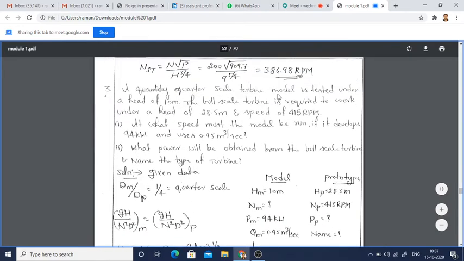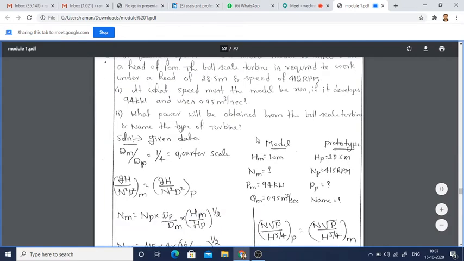A quarter scale turbine model is tested under a head of 10 meter. The full scale turbine is required to work under a head of 28.5 meter and speed of 415 rpm. At what speed must the model be run if it develops 94 kilowatt and uses 0.95 meter cube per second? What power will be obtained from the full scale turbine, and name the type of the turbine.